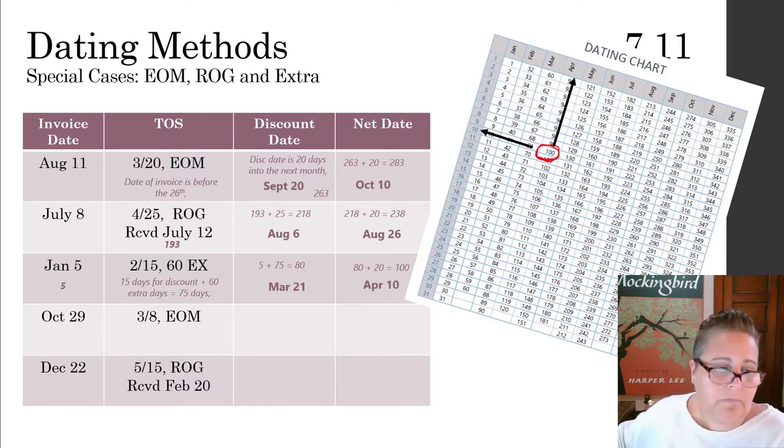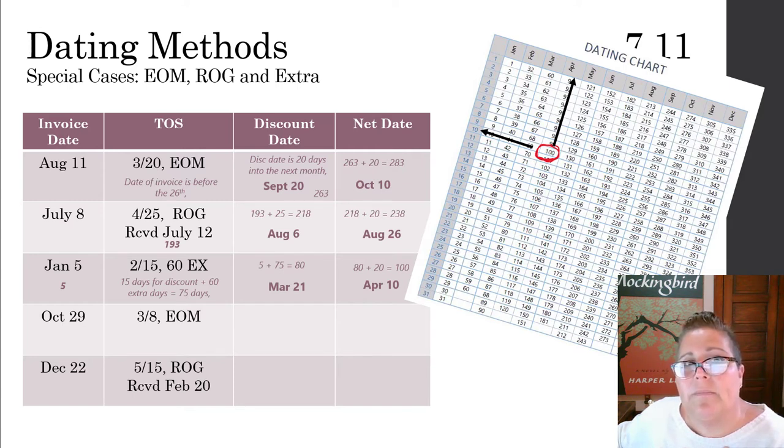Right? Okay, October 29th is our invoice date. Our terms of sale are 3/8 EOM. 3/8 gives us a 3% discount if we pay in the first 8 days of the month, or 3% discount if we pay in the first 8 days, this time from the end of the month. Since it's EOM, we need to look at the invoice date, because if the invoice was in the last week or so of the month, we get extra time. Otherwise, what's the whole point of end of month?